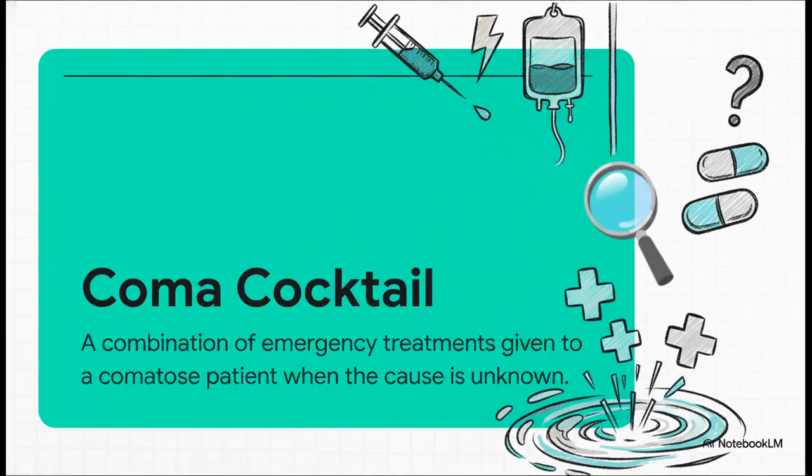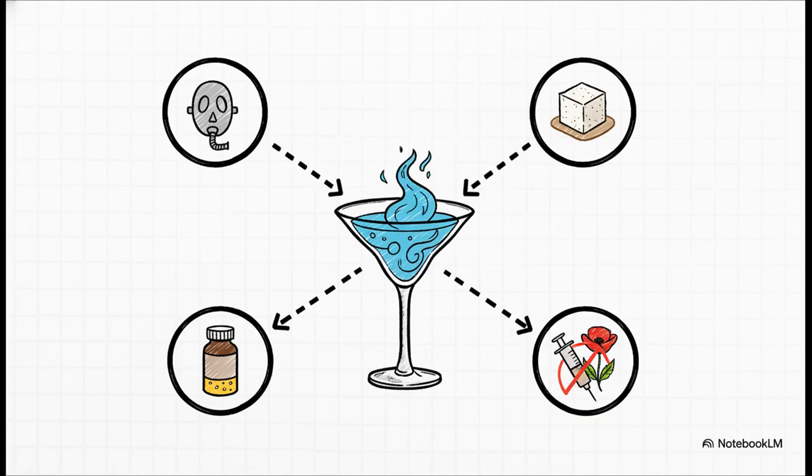Now, for the patient who's already in a coma, we don't have time to wait for test results. So we use something called the coma cocktail. It's this classic mix of treatments that we give right away, basically on the off chance that one of them is the magic bullet that wakes the patient up. So what's in this cocktail? Well, oxygen is a no-brainer. Then we give dextrose, because a coma could just be from dangerously low blood sugar, which is an easy fix. We give thiamine, which is a vitamin that's often low in people with alcoholism. And finally, we give naloxone, the famous antidote for opioid overdose, which is an incredibly common reason for someone to be in a coma.